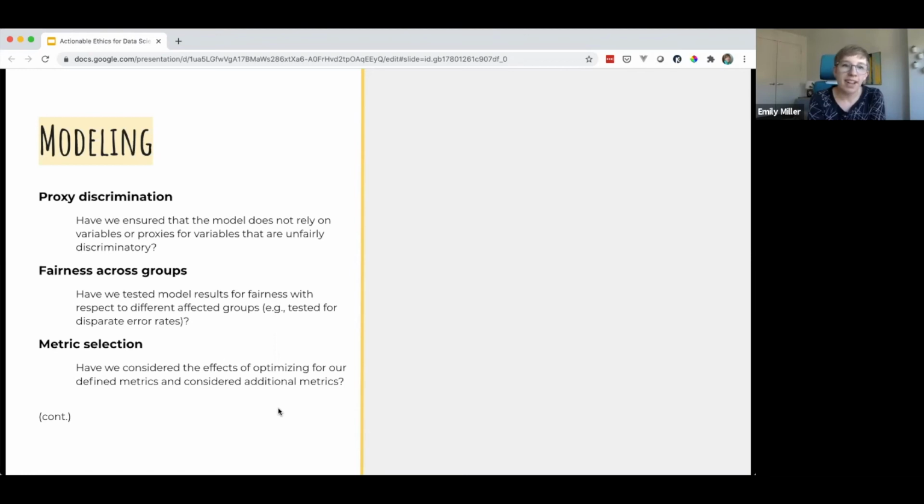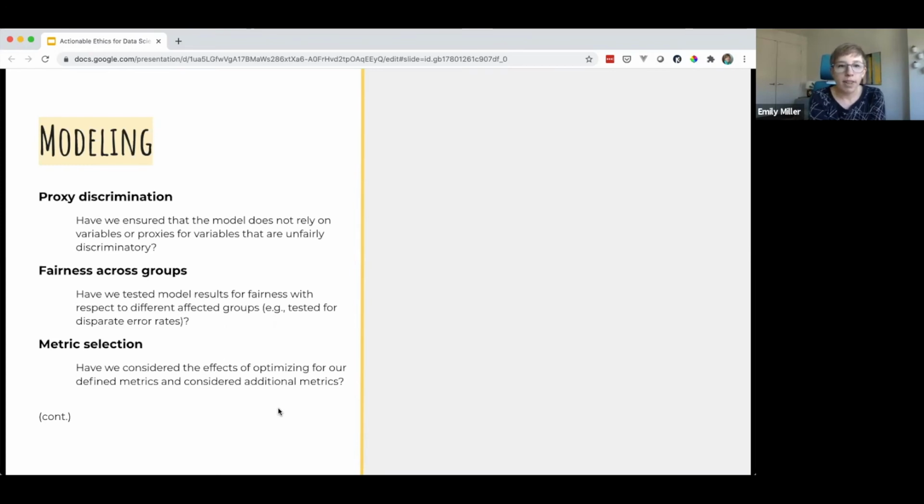Fairness across groups is really important here. We want to be testing our model results for fairness with respect to different affected groups. One way of doing this, and there are many, is to look for disparate error rates. Thinking about what those subgroups are, to make sure that we're not doing way better on one group than another group, because this is a source of bias. And there are a number of cases out there where models do much better on one group than another, and this fairness hasn't really been reconciled.